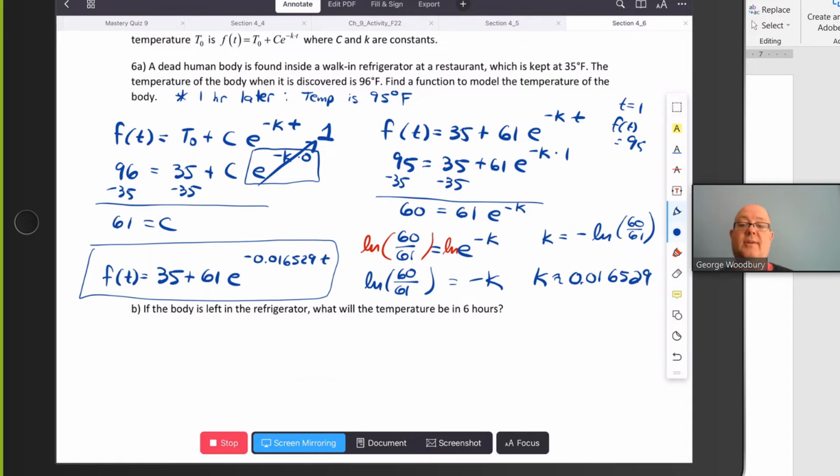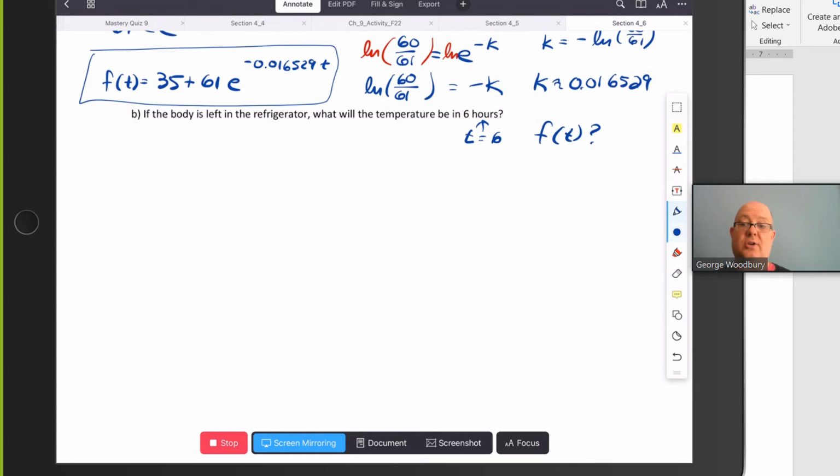Part B says, if the body is left in the refrigerator, what will the temperature be in 6 hours? That's 6 hours after the initial, so t equals 6. This is just a basic evaluation of the function. We need to figure out what f of 6 is. That's 35 plus 61 e to the negative 0.016529 times 6 power. Let's go to the calculator to do that.